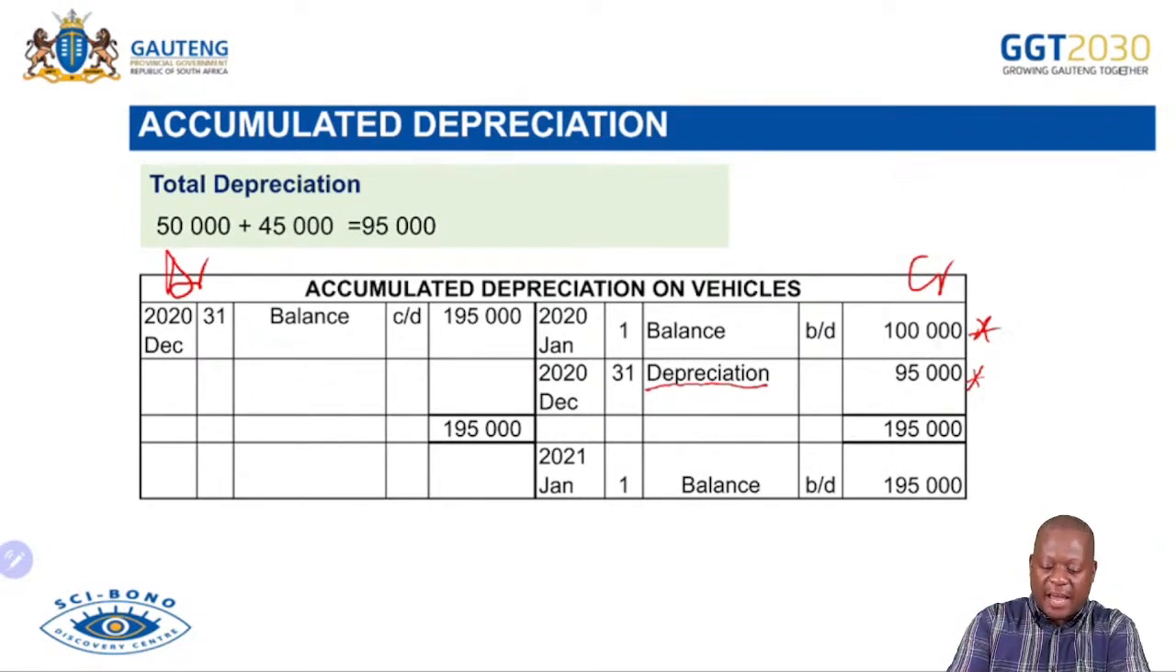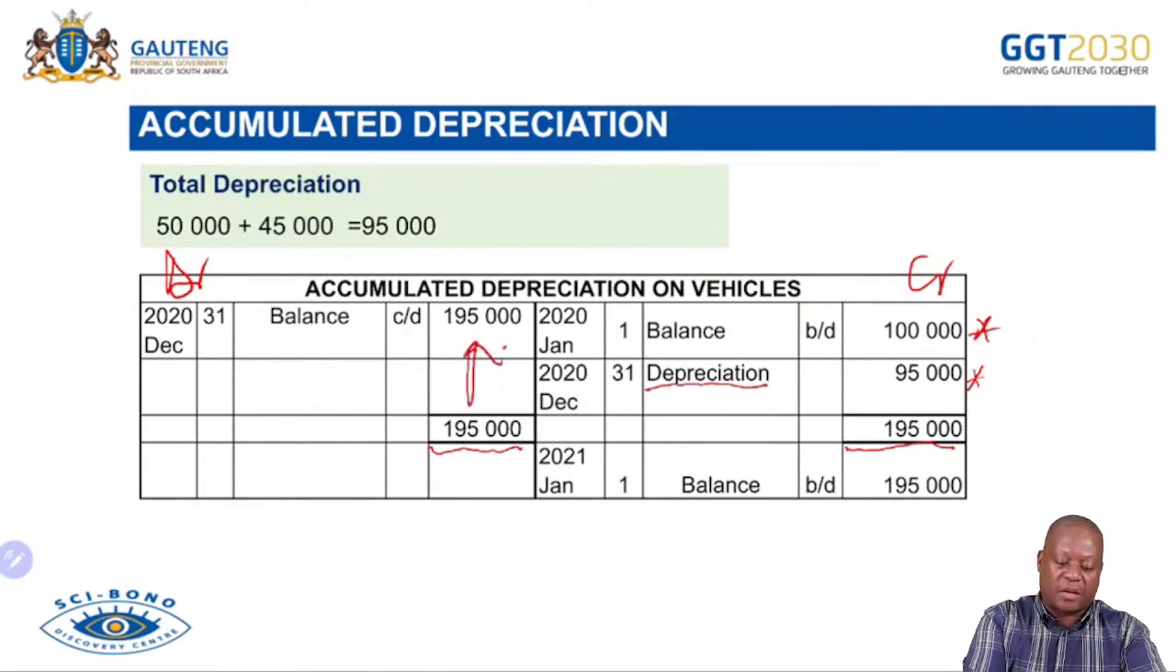Now, how much? 95,000. After this, what's left? We just need to balance off this account. From grade 8, 9, we got to 10, 11 last year. I do trust you guys, you all know how to balance off an account. The bigger side is the credit side with a total of 195,000. So it means we also need 195,000 on the debit side for it to balance. So that becomes our balancing figure of 95,000.